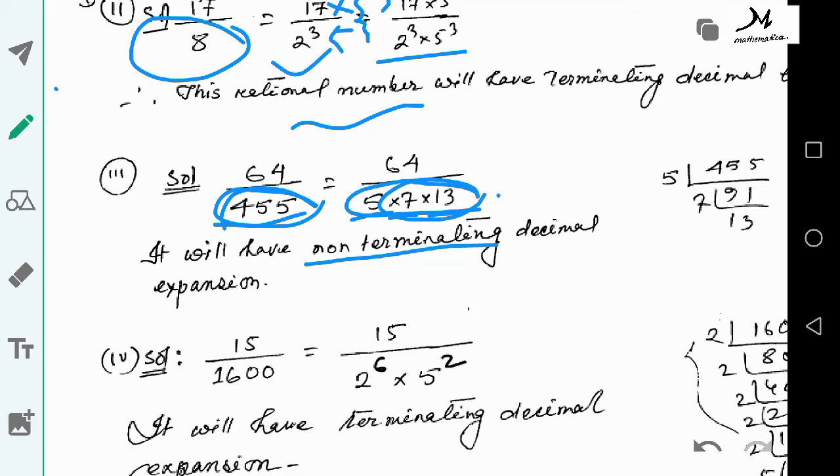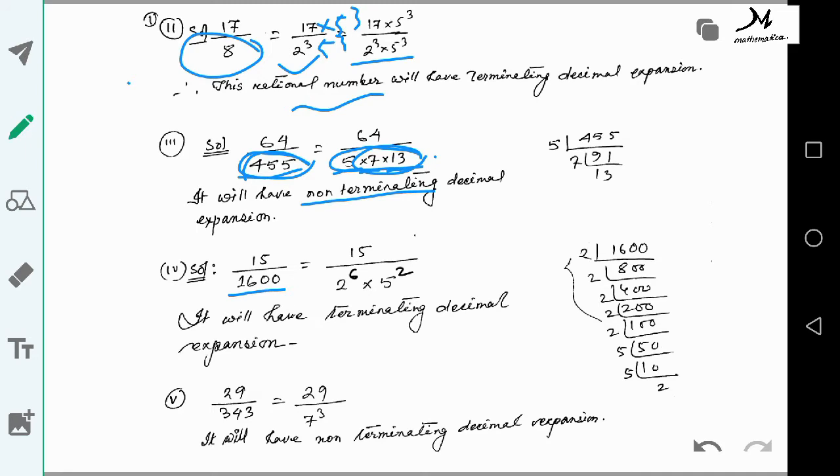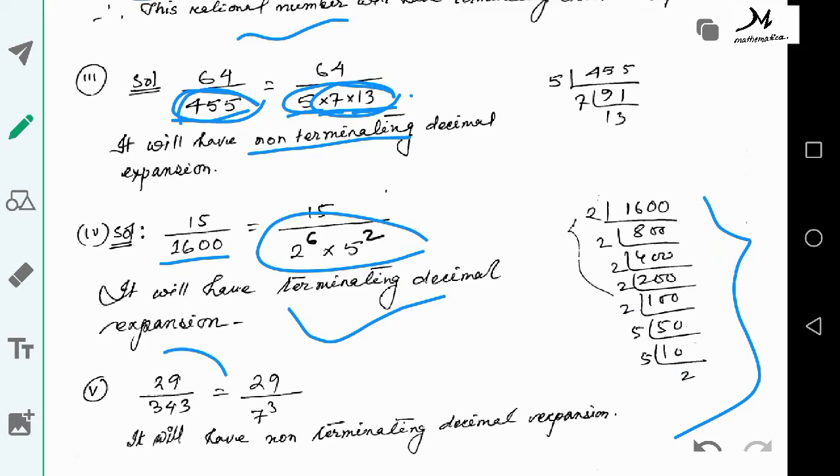And in the fourth one, 1600 is the denominator, which can be written as 2 to the power 6 into 5 to the power 2. If you factorize 1600, then you will get it. So that's why it also has terminating decimal expansion. And here the denominator is 7 cube. To be terminating there should be 5 and 2 only, but here it is 7 cube, that's why terminating decimal expansion should not be there. It should be non-terminating repeating decimal expansion.